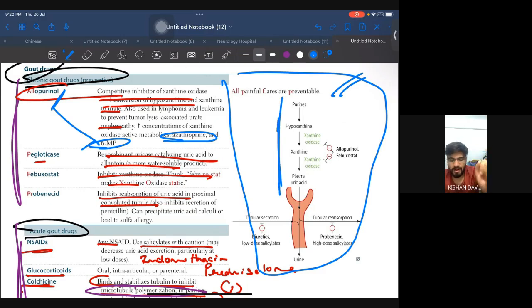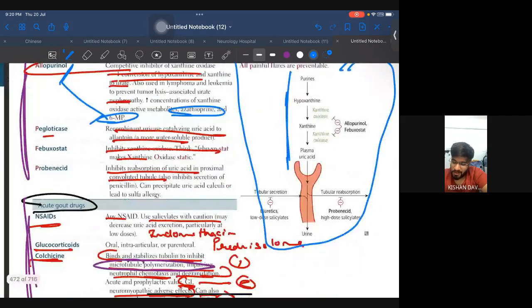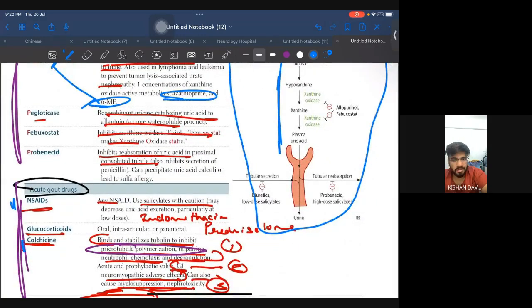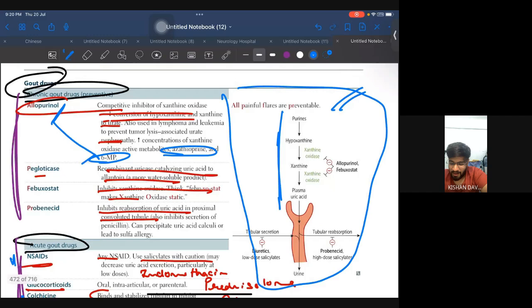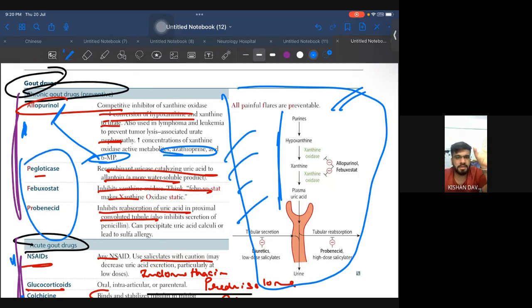So this is what gout drugs are. In acute, first of all NSAID and colchicine you have to keep in mind, and in chronic the first one that we give is allopurinol, but make sure you don't give allopurinol with azathioprine. And you should know the mechanism of all of these. So many questions have been asked.